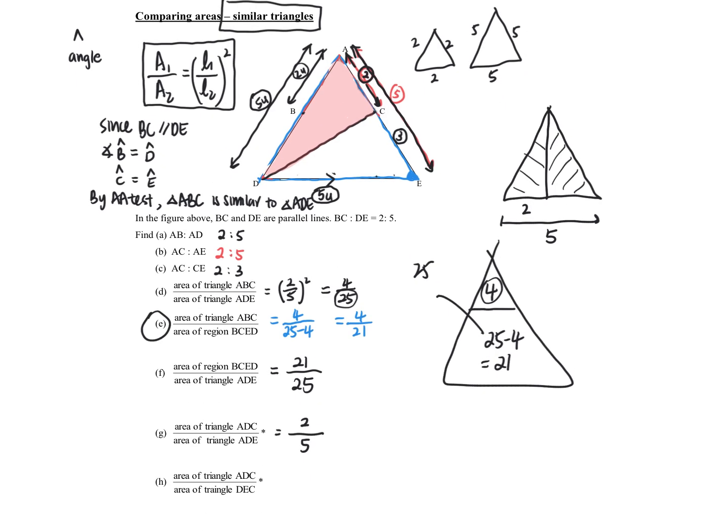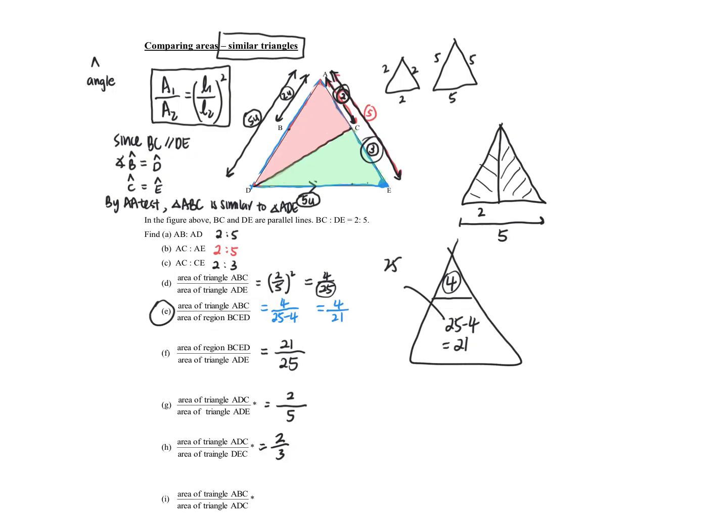What about the red one with the green one? Just 2:3, because comparing the base will do, because they are triangles with common height. So whether it's similar triangles or triangles with common height, whether you need to square or don't need to square, you just need to know the difference between the two.